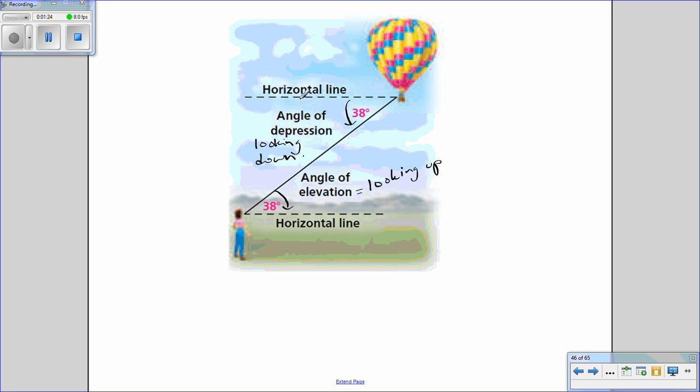All right, now if you notice, all horizontal lines are parallel, and if you notice our Z here, an angle of depression and an angle of elevation are always going to be congruent. That would be alternate interior angles created by two parallel lines and a transversal. The transversal would represent the line of sight from those two people, one in the hot air balloon and one down on the ground.